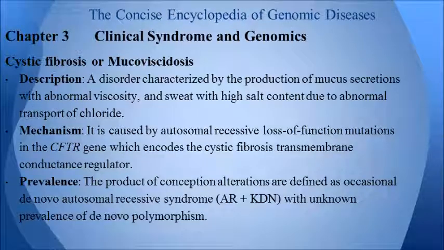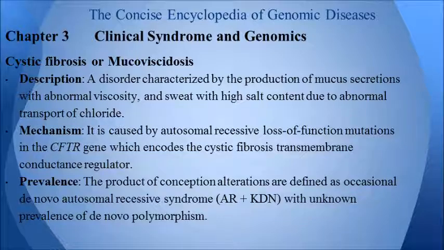Cystic fibrosis or mucoviscosis, a disorder characterized by the production of mucus secretions with abnormal viscosity and sweat with high salt content due to abnormal transport of chloride. This disease usually starts at birth with meconium ileus or during early childhood, but there are also late onset forms. Cystic fibrosis is caused by autosomal recessive loss of function mutations in the CFTR gene, which encodes the cystic fibrosis transmembrane conductance regulator. This condition is an example of the loss of function mutation during early migration trait.